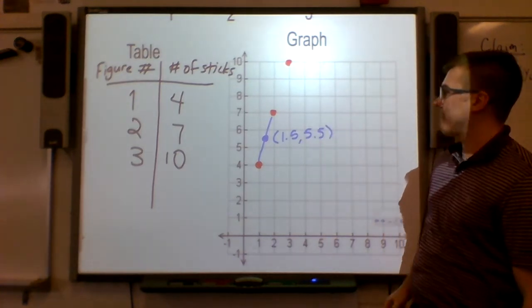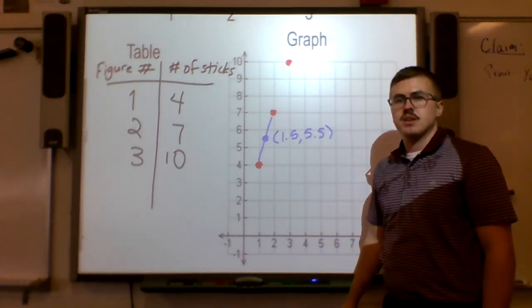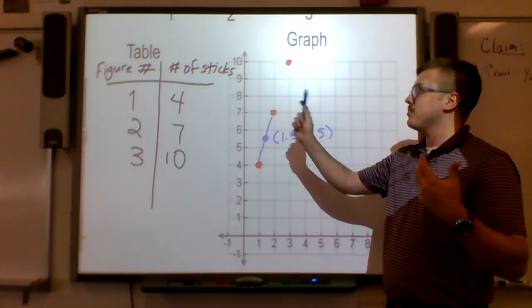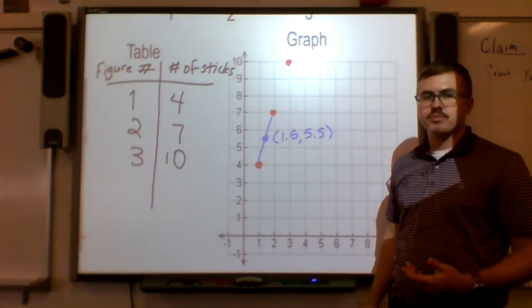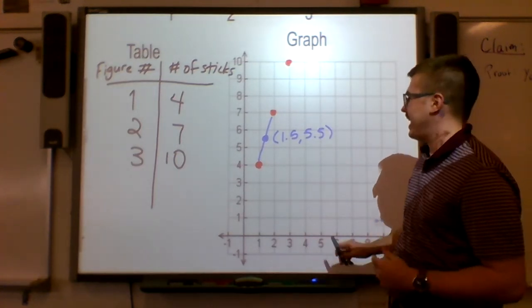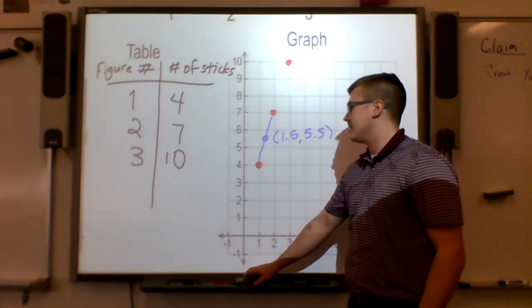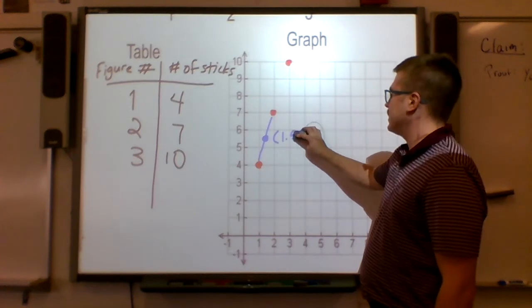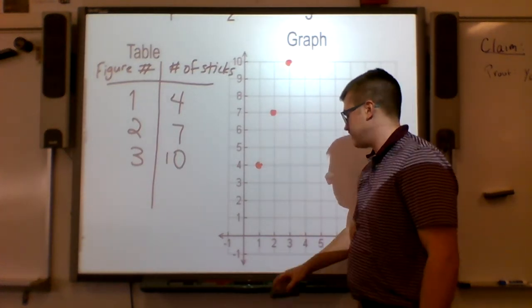What do our inputs represent? Well, our inputs represent the figure number. Do we have a figure number of 1.5? No, of course not. We can't have a figure number 1.5, and we also can't use 5.5 sticks. So that means in this problem, we are not going to connect the dots.